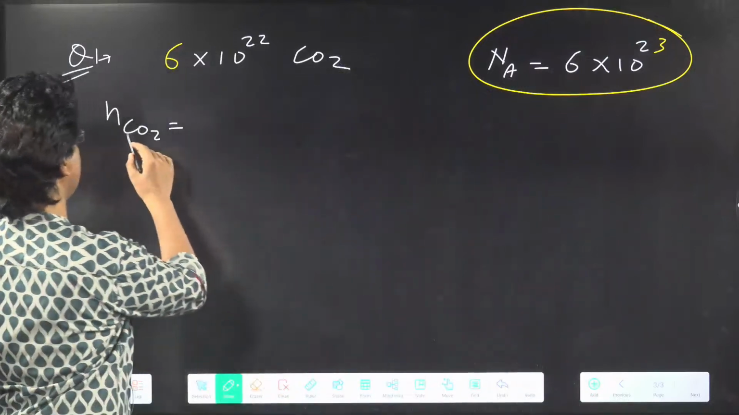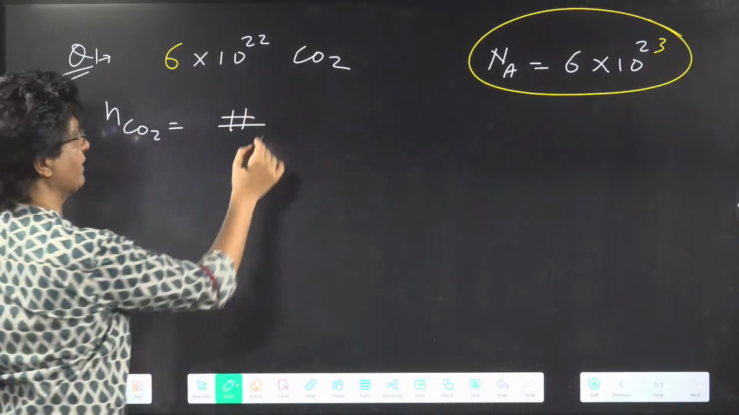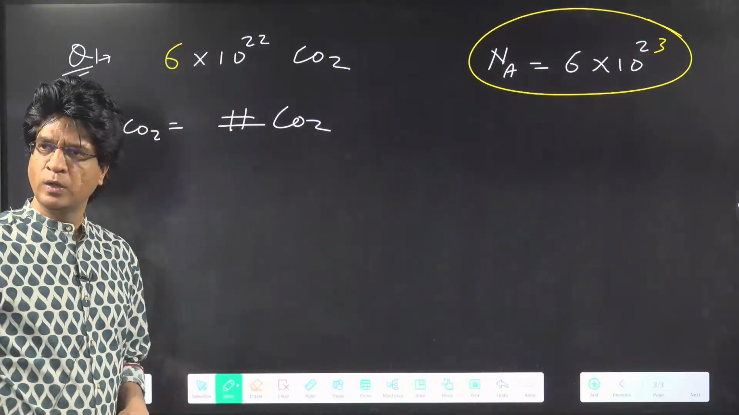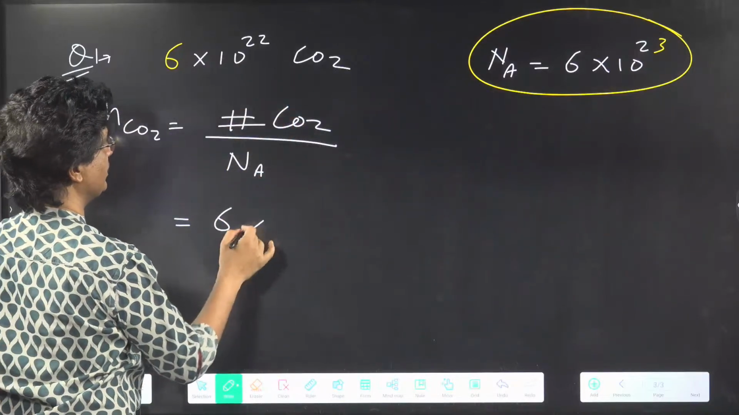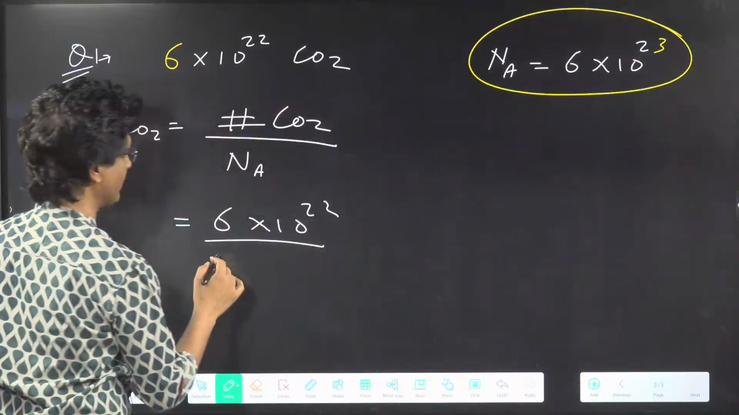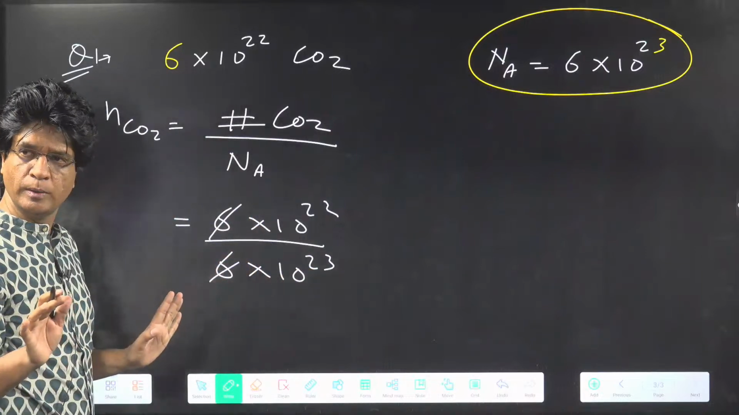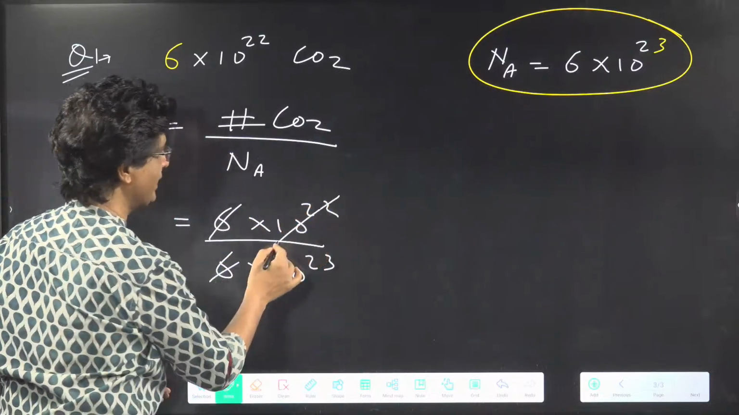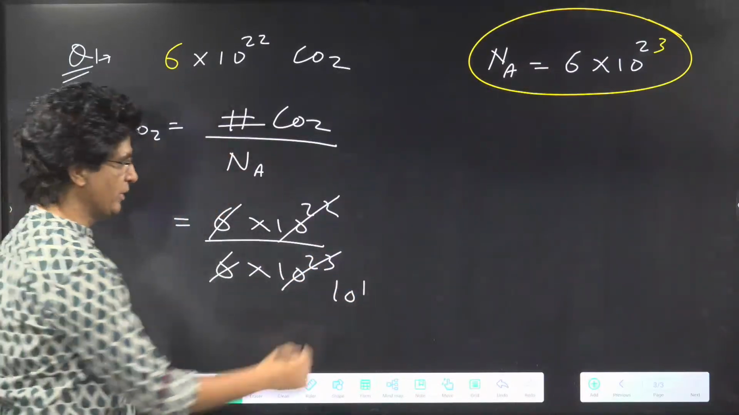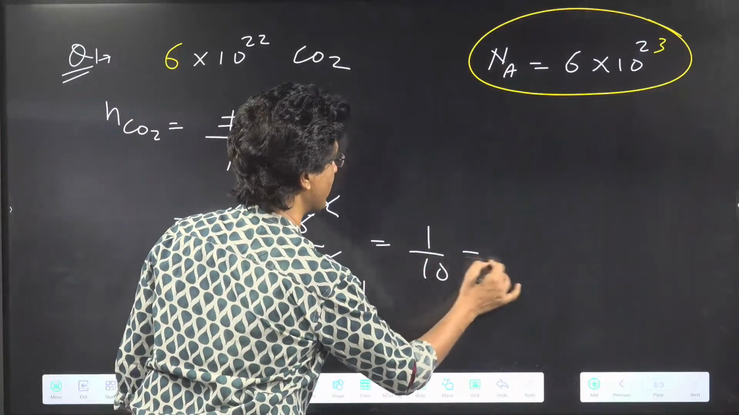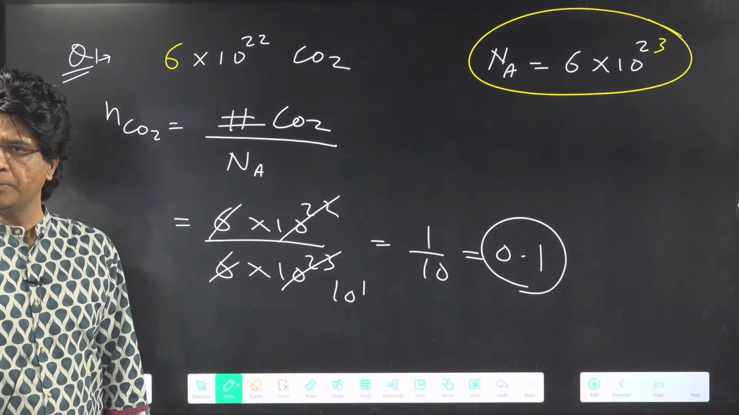Okay, see that. So the number of moles will be, I'll put hash as the number of particles of CO2 given, upon Avogadro's number. So this will be 6 into 10 to the power of 22 upon 6 into 10 to the power of 23. So 6 and 6 will cancel, no doubt about it. And 10 to the power of 22 will cancel 10 to the power of 22. What will remain? 10 to the power of 1, or simply 10. So this will basically be 1 by 10, which is equal to 0.1. It's not 10. Be careful with that stuff.